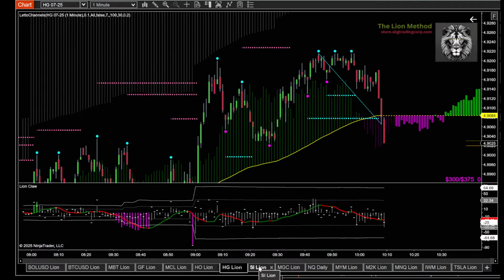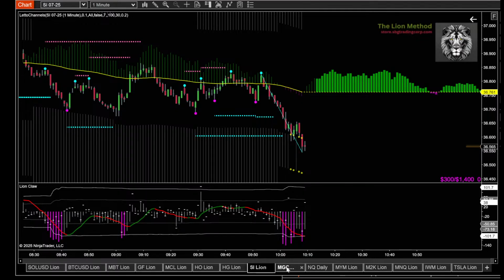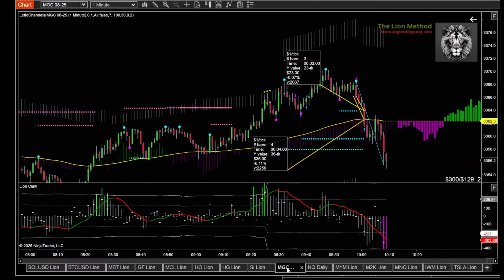Ooh, copper going to the floor, along with gold, silver, and that's gold.